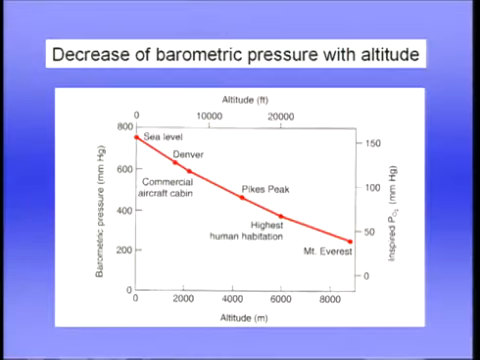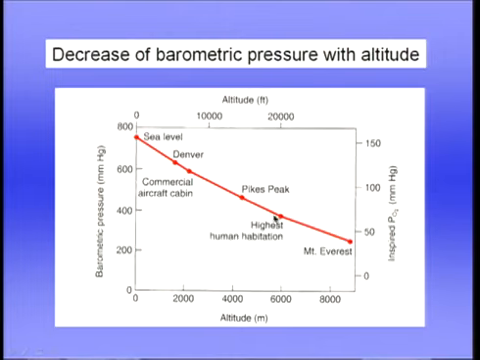Now, of course, the important thing about high altitude is that the barometric pressure decreases with altitude. And here's a plot showing the decrease in barometric pressure, 760 mmHg at sea level, and as we go to increasing altitudes, the barometric pressure falls. Here's Denver, the mile-high city. Here's Pikes Peak, the site of a very important physiological expedition 100 years ago, by the way.